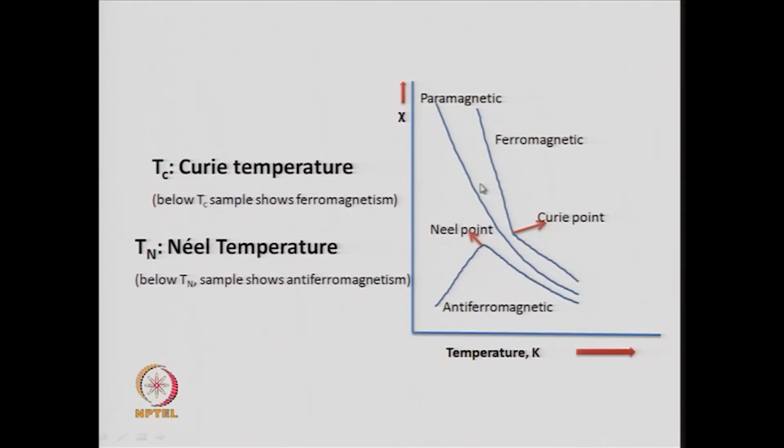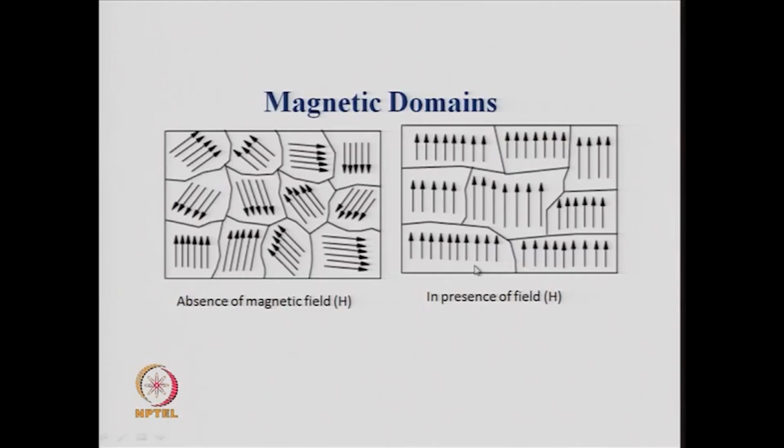One is paramagnetic, of course, which is a disordered system, and the two ordered ones are ferromagnetism and antiferromagnetism. Now, in all these ferromagnets, there are magnetic domains. That means, if you have particles, they will have small regions within these particles where the magnetic moments will be aligned within the particle. So, within one particle there can be several domains. Suppose this is one particle, but there are so many different domains.